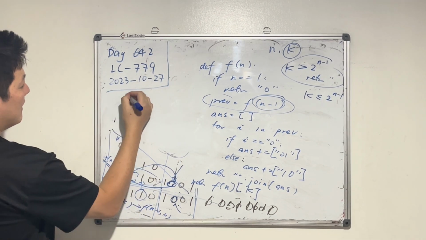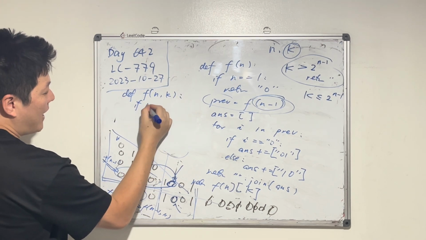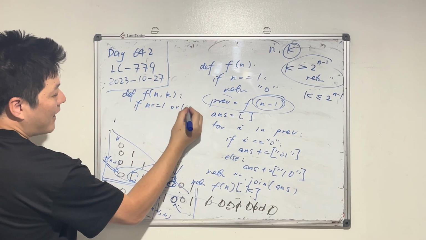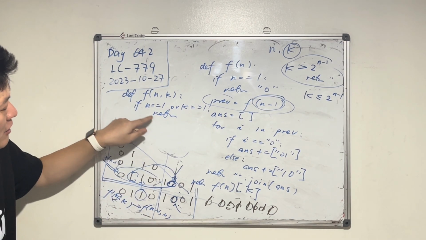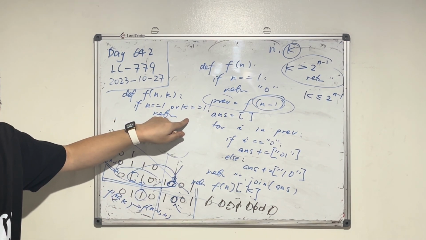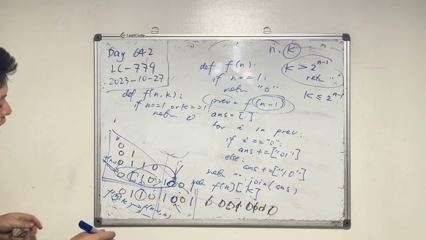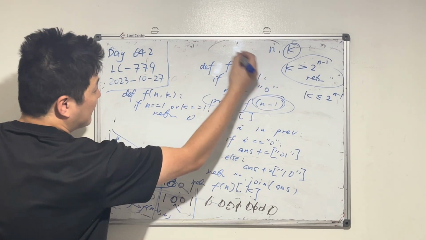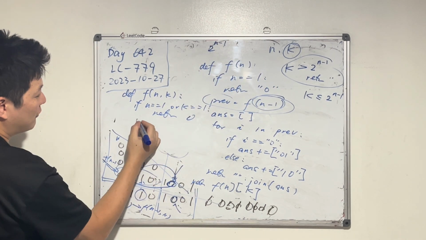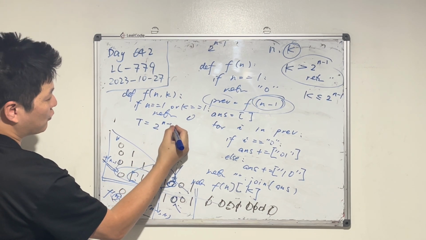So define f(n, k). If n equals 1 or k equals 1, return 0. Okay, good job. Now, how many digits are on the row? We talked about that. It's 2 to the power of n minus 1, right? So total equals 2 to the power of n minus 1.